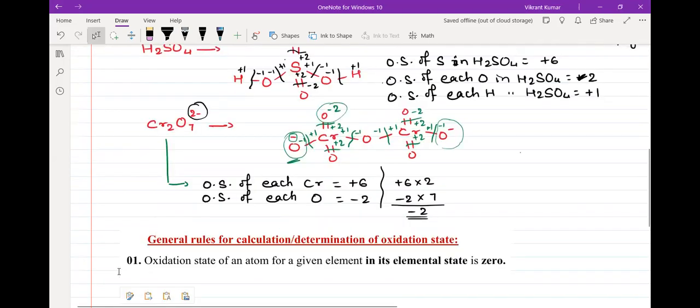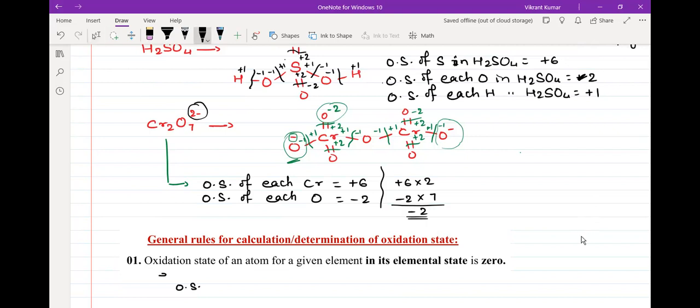First rule is if I am having any element in its elemental state. Elemental state can be like sodium in the form of sodium itself, Cl in the form of Cl2 gas. Even though there is a bond between Cl atoms, if we break it, neither is more or less electronegative.